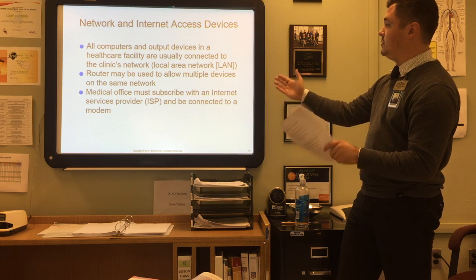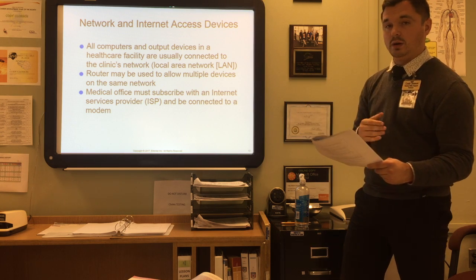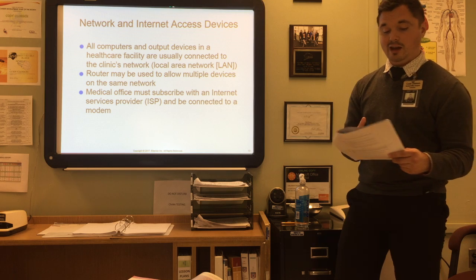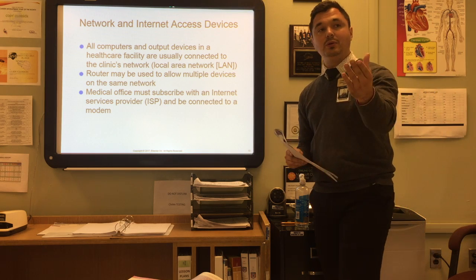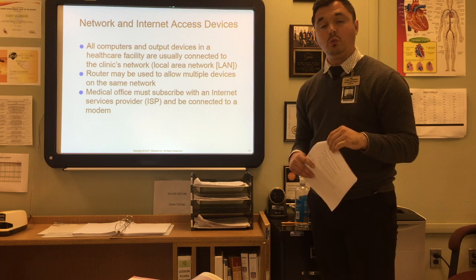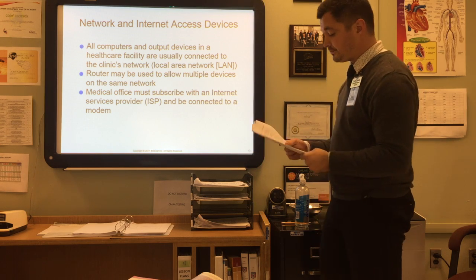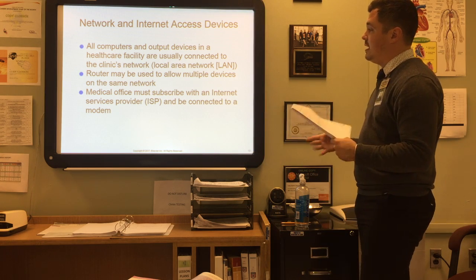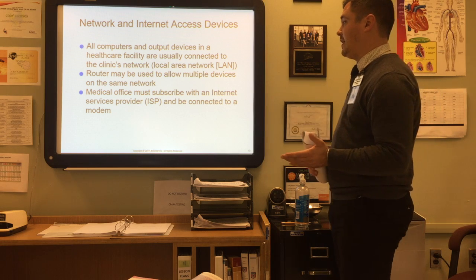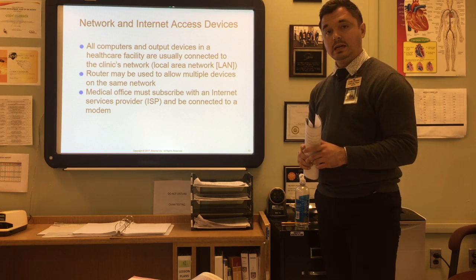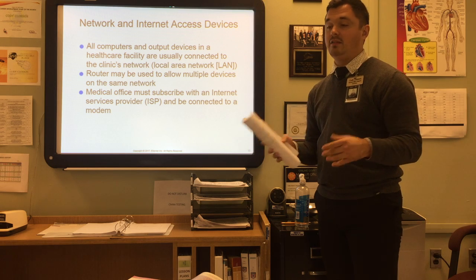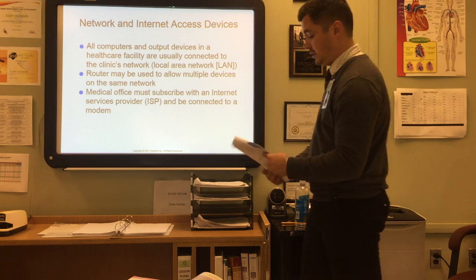So a router may be used to allow multiple devices on the same network. Okay, that's where you provide that wireless internet access. Here at Job Corps, all of our computers are connected into the wall. They are not wireless. And then a medical office must subscribe to an internet service provider and be connected to a modem. So you have to pay for internet access and have a modem to access the internet as well.